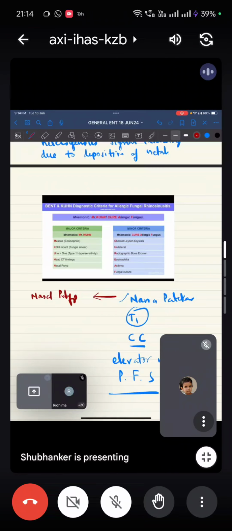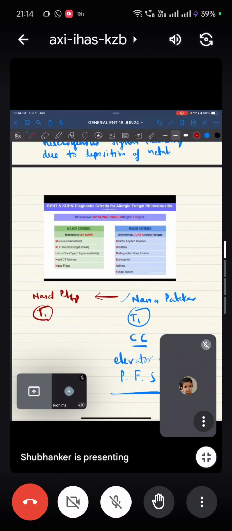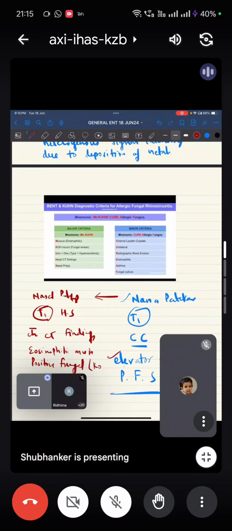Nasal polyp, T1 terminal signifies your type 1 hypersensitivity reaction. CC is your characteristic CT findings. EM is your eosinophilic mucin, and PFS is your positive fungal smear. And what is the smear which we use? KOH mount. Okay? And in minor you can use this, or if you have anything else.